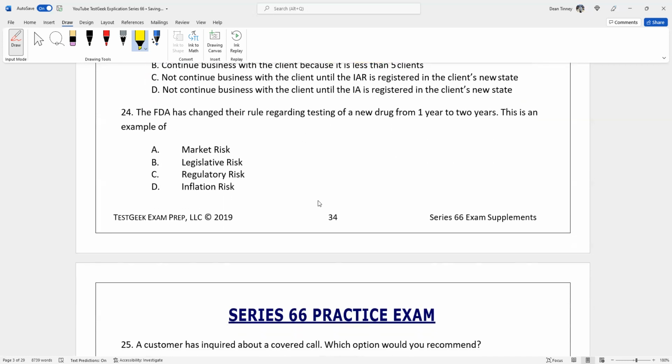The FDA has changed their rule regarding testing of a new drug from 1 to 2 years. I like this one. I think Brian has got a pretty spot on question here. That's regulatory risk.